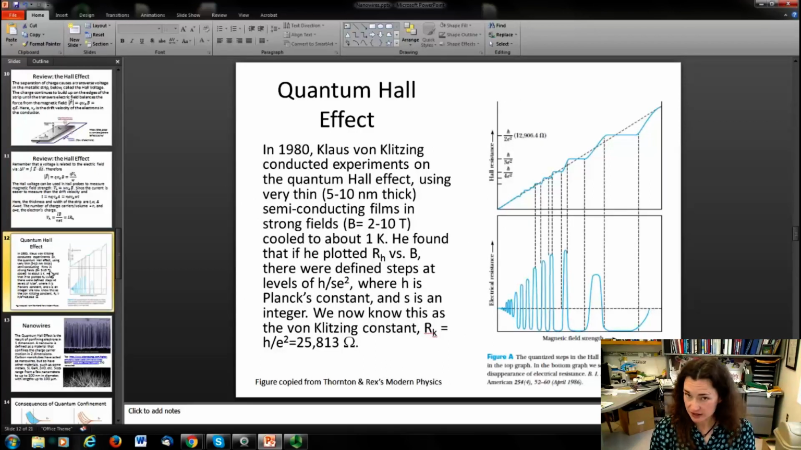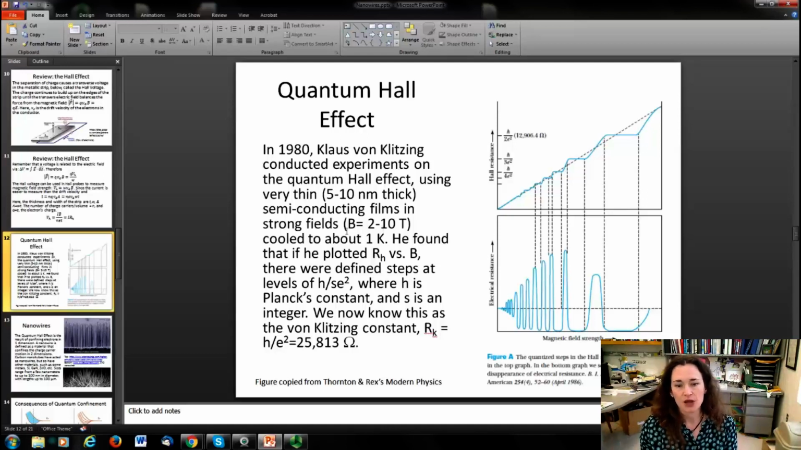In the 1980s, a man named Klaus von Klitzing, which may be one of the best names ever, was conducting experiments on this quantum Hall effect. What he was doing was he was using a very thin 5 to 10 nanometer thick semiconducting film in a strong magnetic field. And when I say strong, I mean 2 to 10 Tesla. Remember, a Tesla is an enormous unit. Your MRI machines have magnetic fields that are within this range, and you can also pick up cars with electromagnets in junkyards with magnetic fields of this size. So these are big fields.